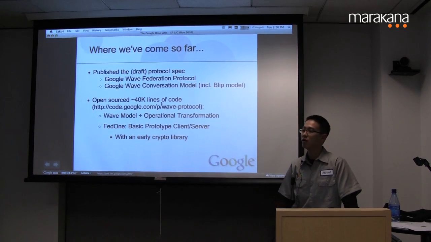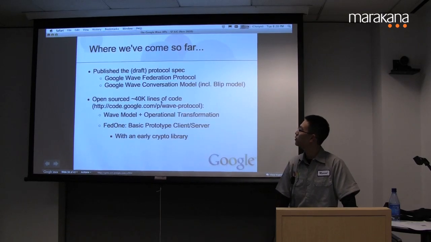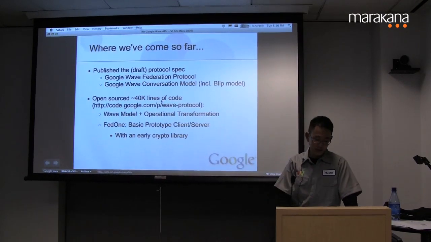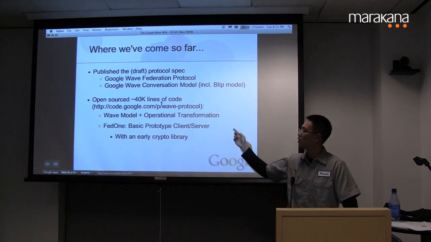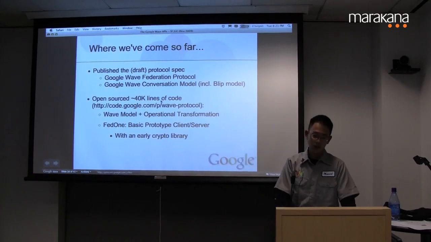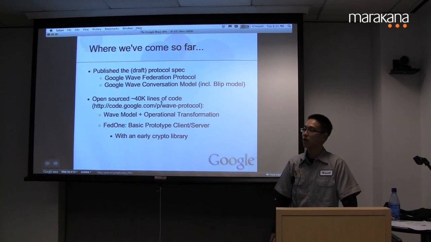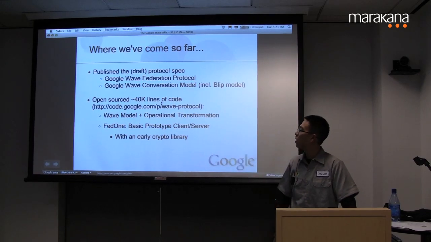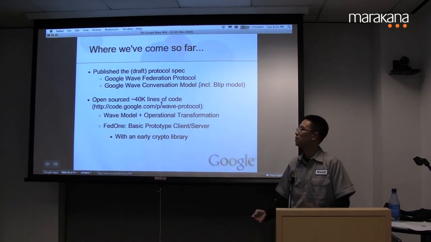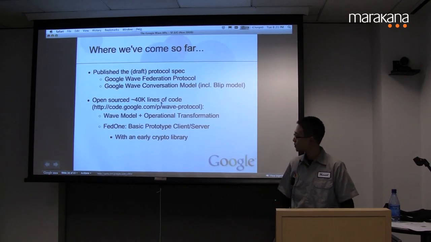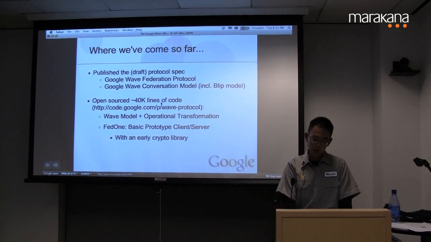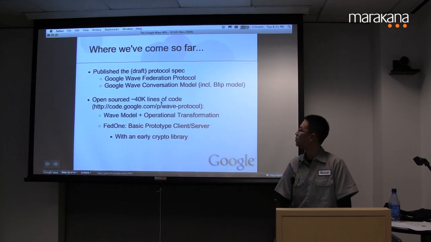We have open sourced about 40,000 lines of code on the Google Code site, google.com/p/wave-protocol, that contains the wave model, the operation transform stack, and the concurrency control. We also open sourced Fed1, which is the open source reference implementation. It basically has a basic prototype of the client and server with an early crypto library. The client is a command line based client, and the server is an in-memory Wave server right now.